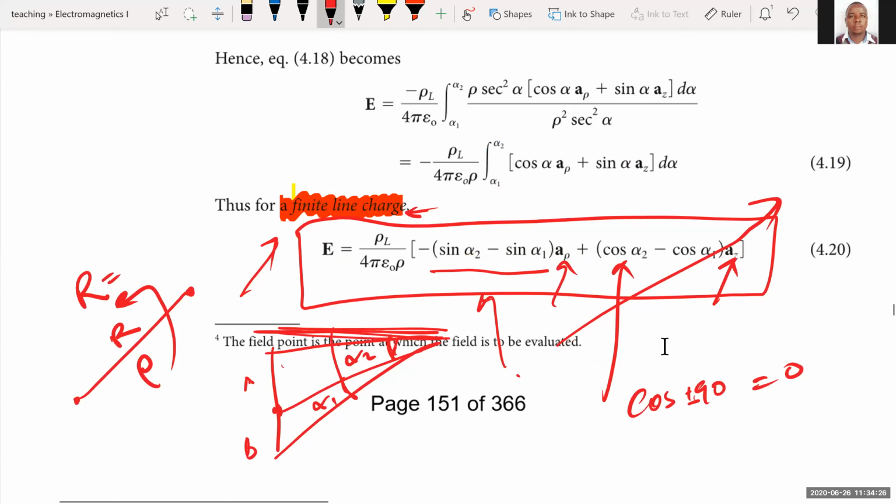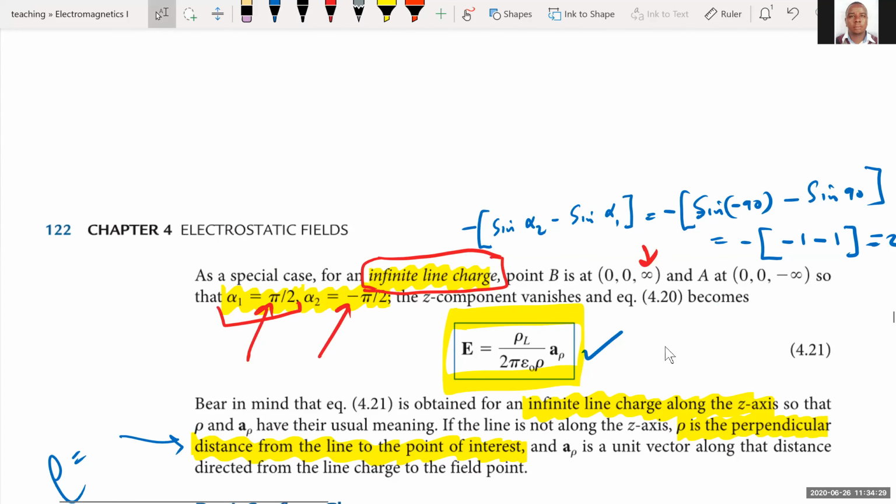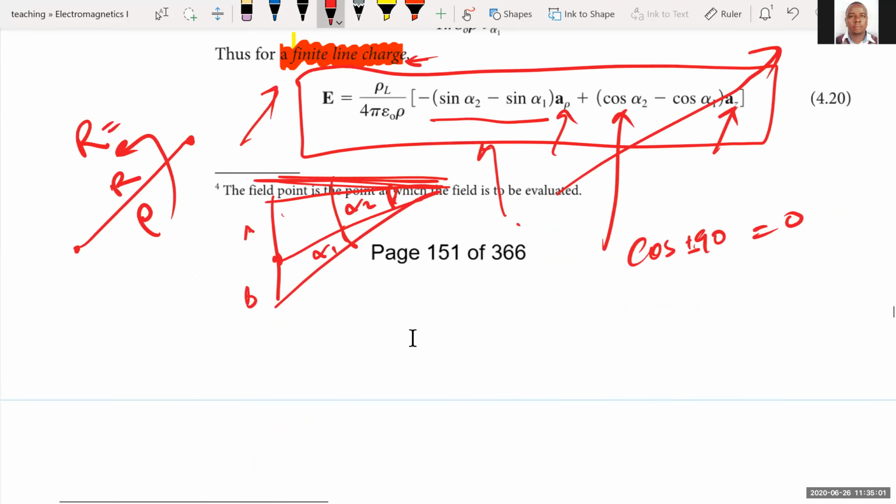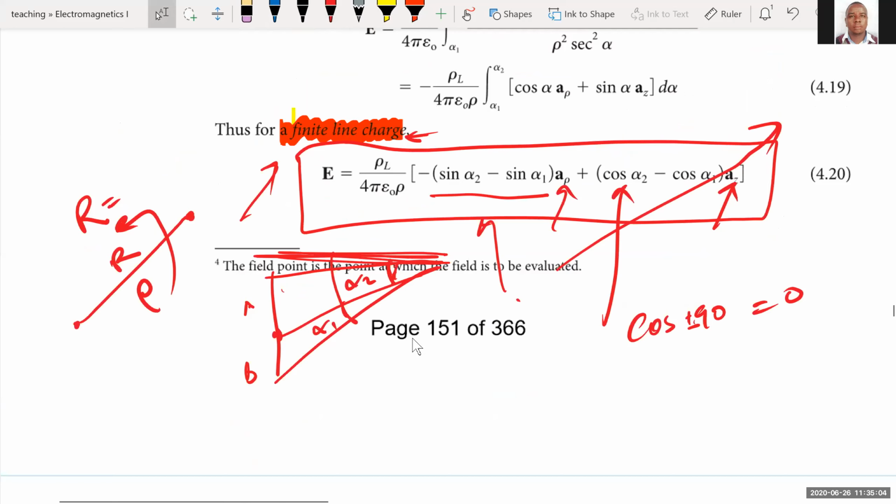But again, as I have done very quickly here in the preview of the class, I am just saying that the expression for the finite line has minus sine alpha 2 minus sine alpha 1. Since alpha 2 is negative 90 and alpha 1 is positive 90, if you replace that, you actually get negative of negative 1 minus positive 1, and this gives you a 2. So when you have a 2, and you remember we had a 4 here, it is like we have removed all that. Okay, let me clear my screen.